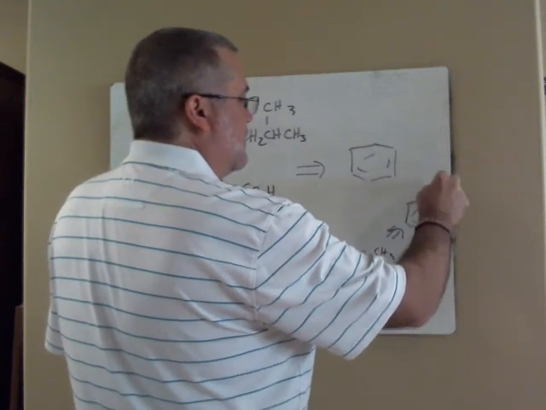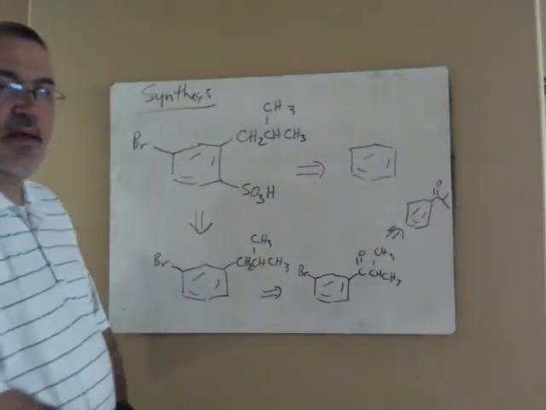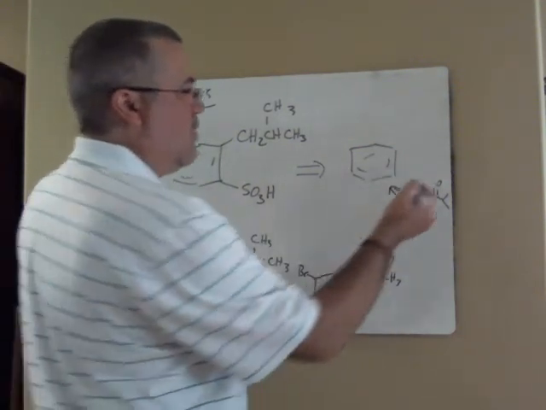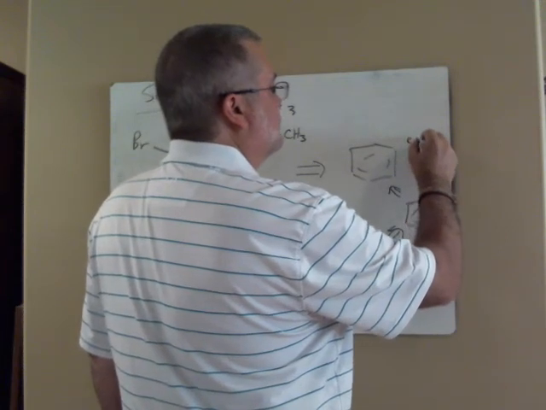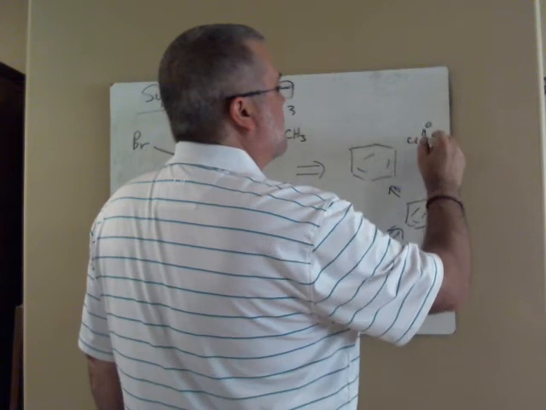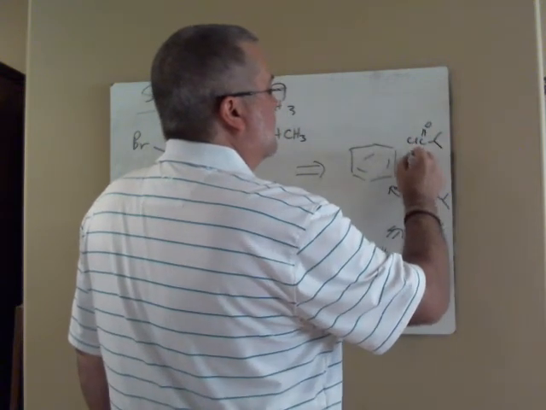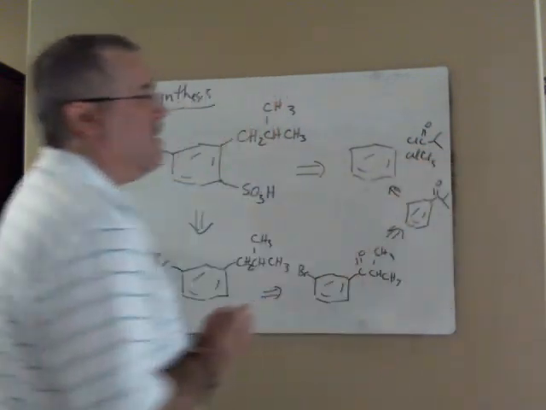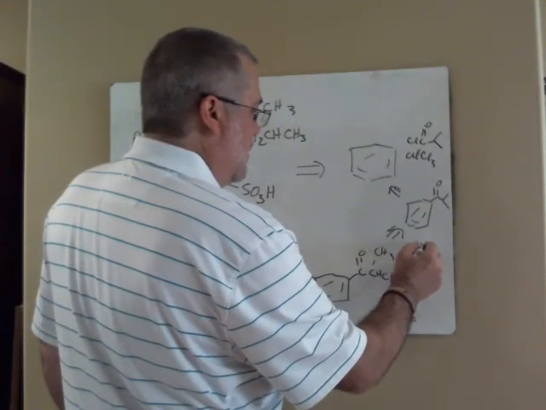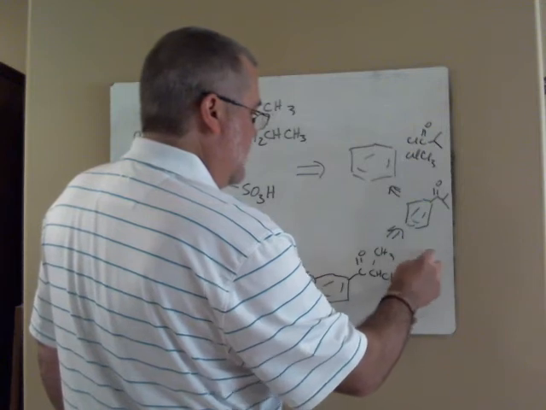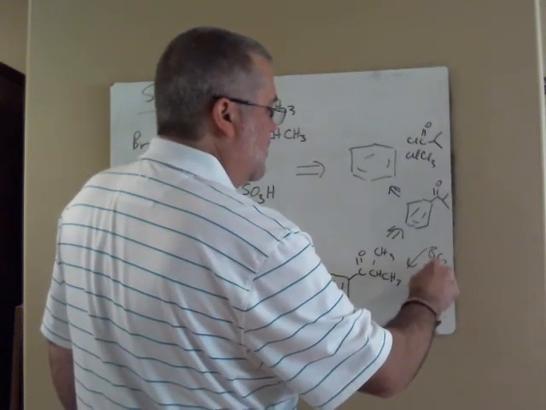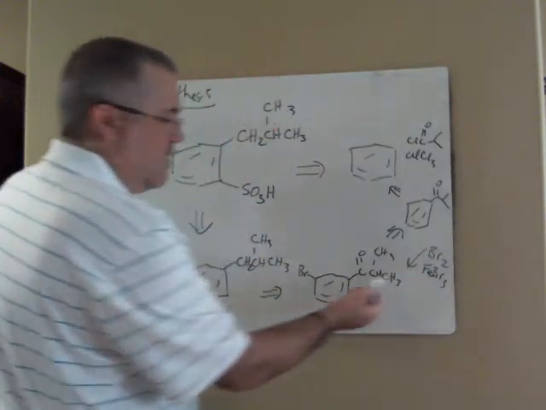And I have my acyl group. And then that I know how to make from benzene. So the forward direction is to take your acyl group and your catalyst to do the Friedel-Crafts acylation, and then what am I going to do? Bromination, Br2, FeBr3 to get this, right?